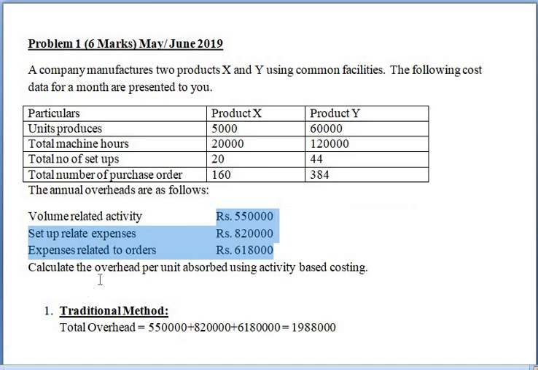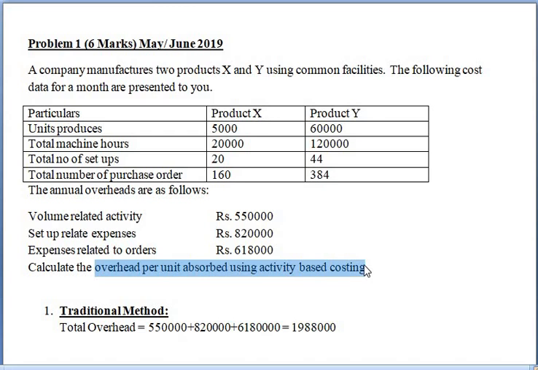Now we need to calculate overhead cost per unit absorbed using activity based costing. Here we have to apply activity based costing. But in this problem, for your better understanding, I will explain both methods: one is the traditional method and one is the activity based costing method. But in your examination, you have to adopt only activity based costing. For your examination purpose, follow only the ABC method.